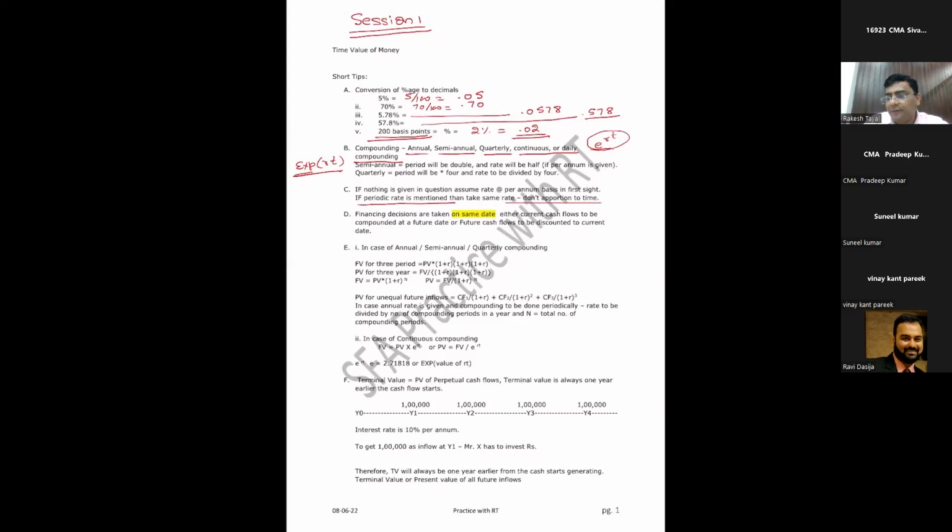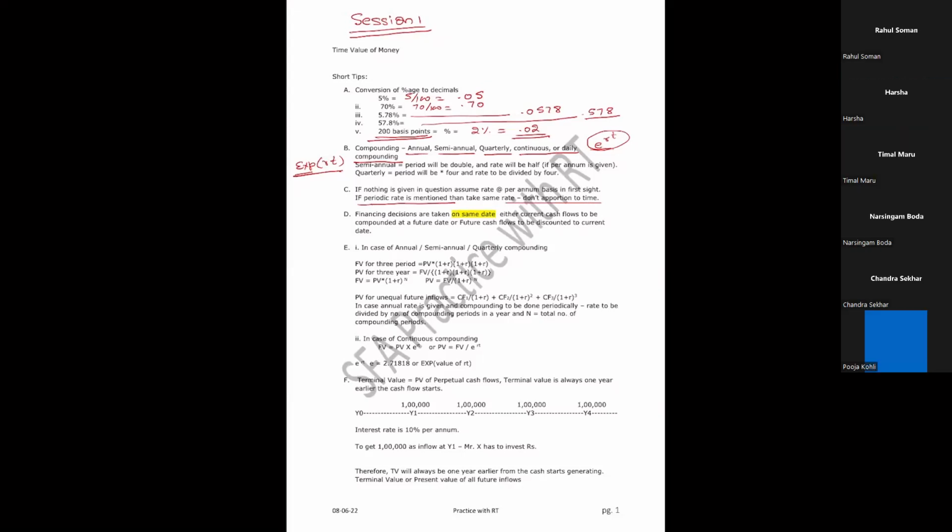Please unmute yourself. Sachidanand ji, please unmute yourself, I think. Someone else is there, disturbance is there. Sunil Kumar ji, please unmute yourself. Yeah, thank you.